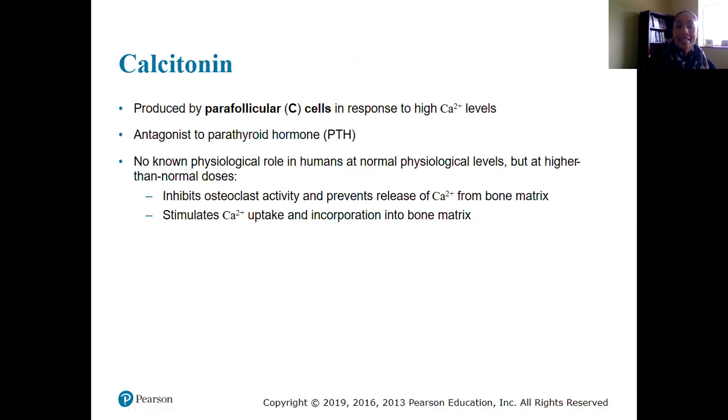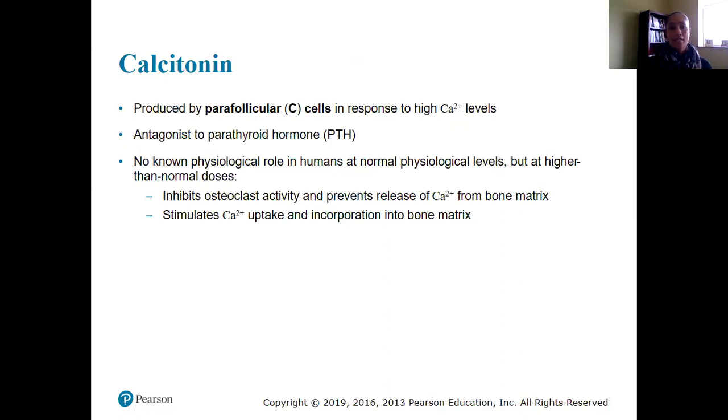The antagonist of the parathyroid hormone is calcitonin, because the parathyroid hormone is going to increase blood calcium levels, whereas calcitonin is going to decrease blood calcium levels. So there's no known physiological role in humans at normal levels, but at a higher than normal dose of this particular hormone, it's going to inhibit osteoclast activity.